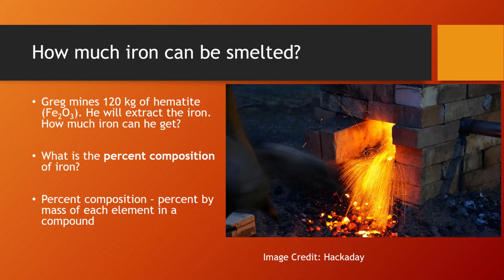So let's say that Greg mines 120 kilograms of hematite, which is a type of ore containing iron. He wants to extract the iron using one of these furnaces. How much iron can he get? In order to know that, you have to know the percent composition of iron in hematite. And the percent composition is a percent by mass of each element in a compound.